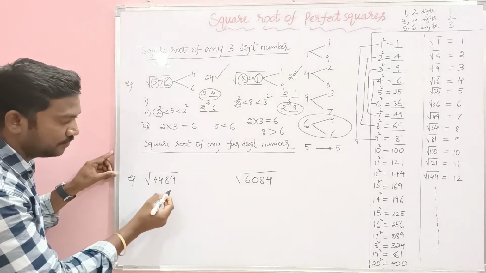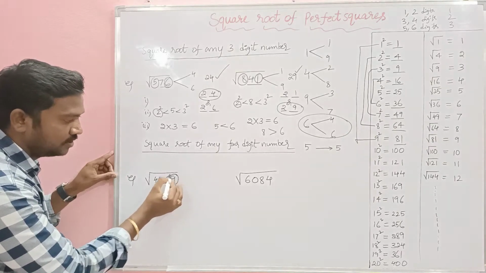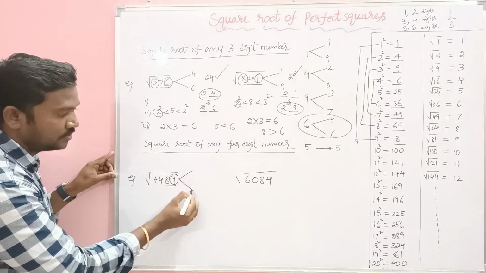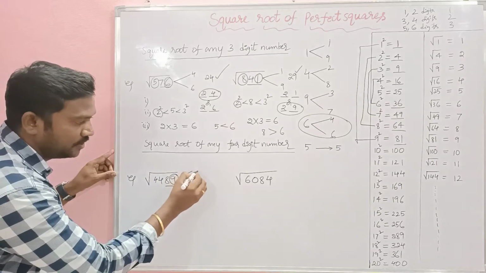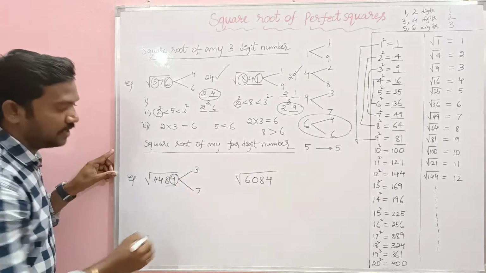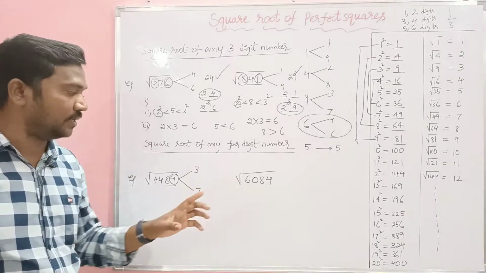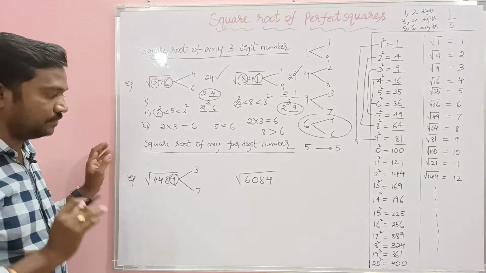Now see here, take this pair. Units place is 9. Here the number ends with the digit 9. So here the answer will have the units place either 3 or 7, because we know that 3 square is 9 and 7 square is 49. So the units place is either 3 or 7.